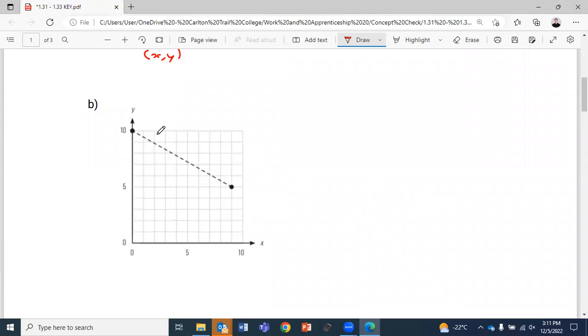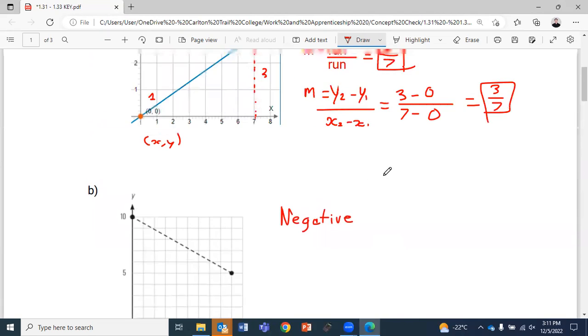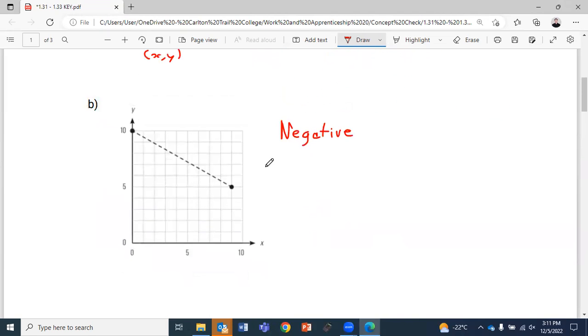Okay, now for question B, same thing. Is it positive or negative? You read it from left to right. You can see that it's going down as you go from the left to the right. So I know that this is a negative slope. Now all I need to do is figure out the rise over run. You could eyeball it, but I'm going to use the official formula here. So m is equal to y2 minus y1 all over x2 minus x1.